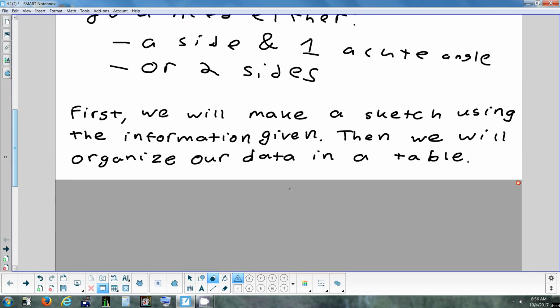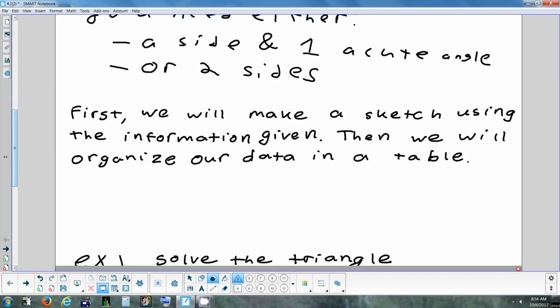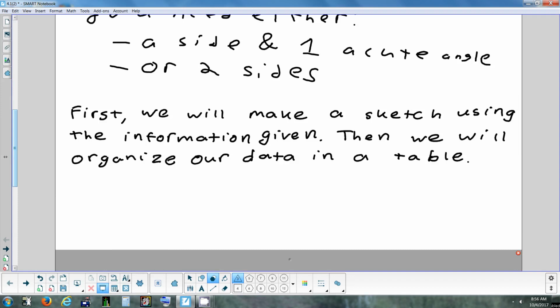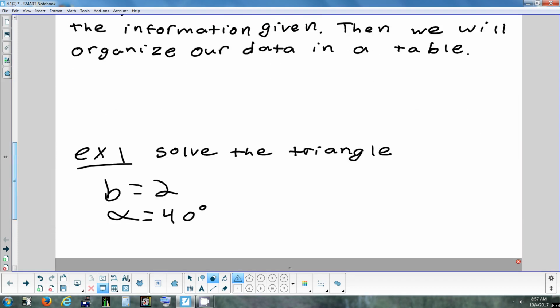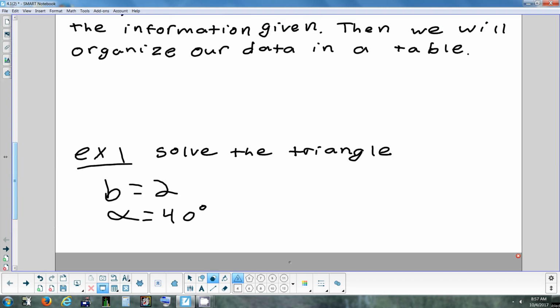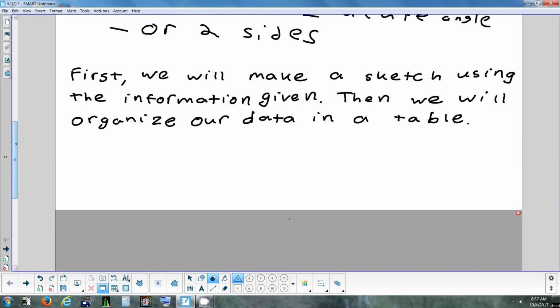Okay, so first what we'll do is we'll make a sketch using the information that's given. And then we'll organize that information in a table. Okay, the table is really just for us to figure out and keep track of everything we need to find. Now, when we sketch a triangle, we want to make sure that we put the correct side across from the correct angle. So if you're given, don't copy that yet, I'm going to come back to it. But if you're given information like that, you have to put it in a certain way in the triangle. So I'm going to show you how we do it.